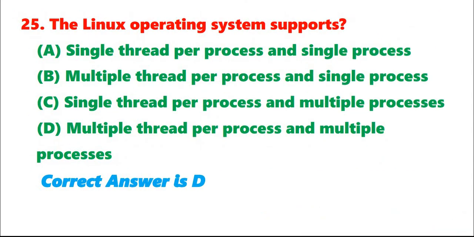25. The Linux operating system supports A. Single thread per process and single process. B. Multiple thread per process and single process. C. Single thread per process and multiple processes. D. Multiple thread per process and multiple processes. Correct answer is D.